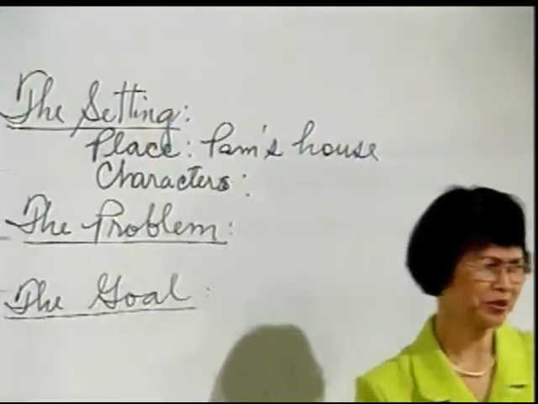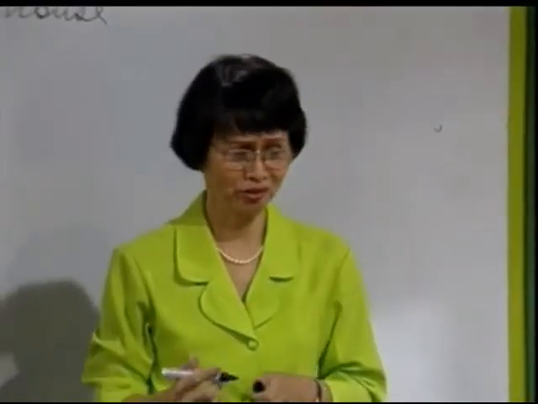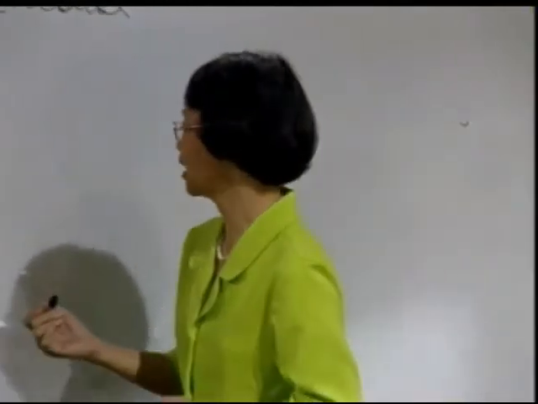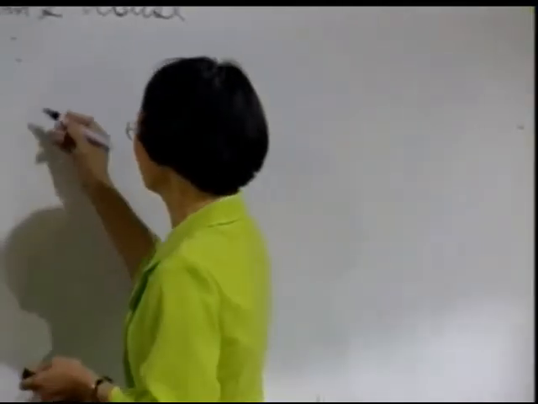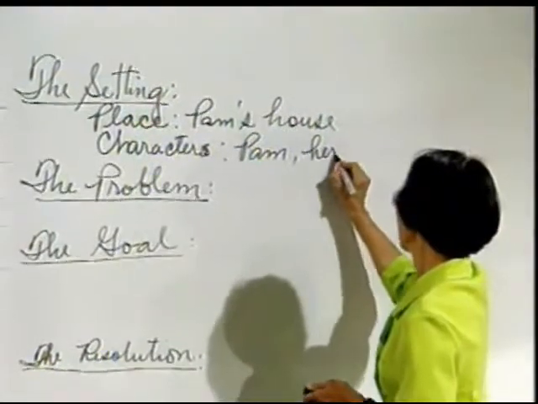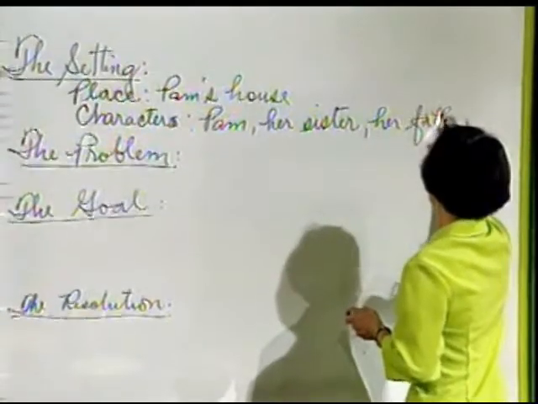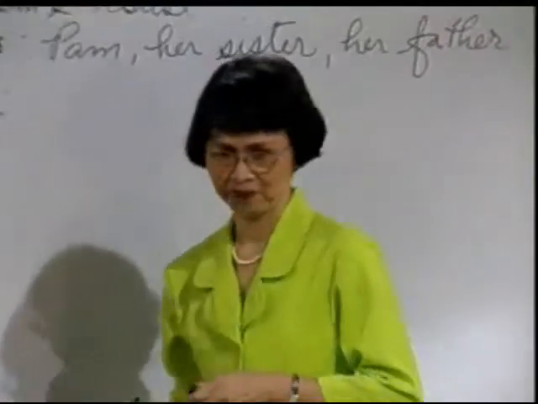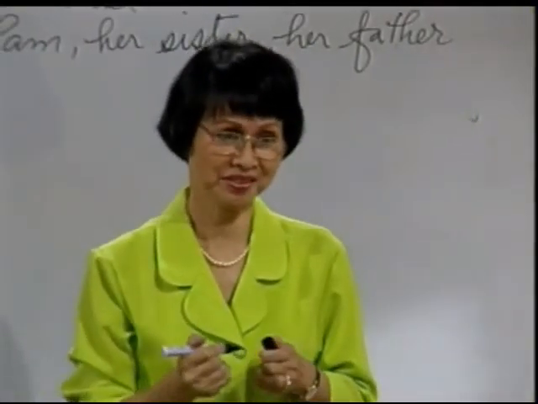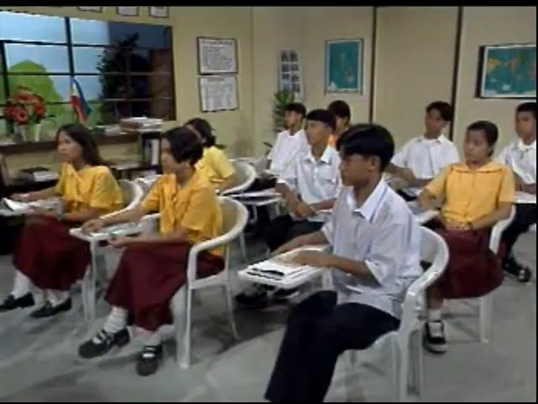You see, the character is another element of the story. But in the meantime, we'll just write it under setting. Will you tell me the characters in the story again? Pam. Her sister. And her father. Remember that we can isolate the character. It can also be an element of the story, right?